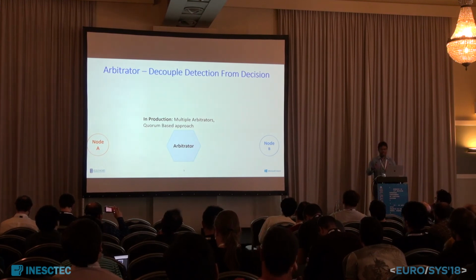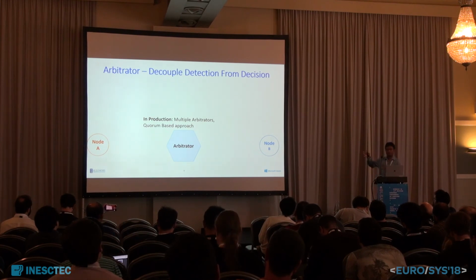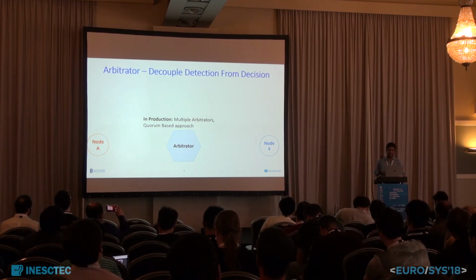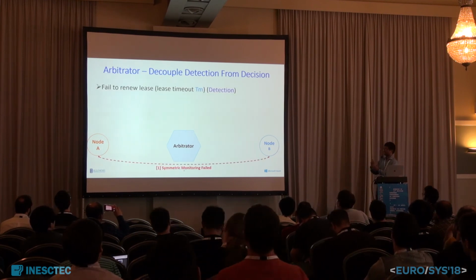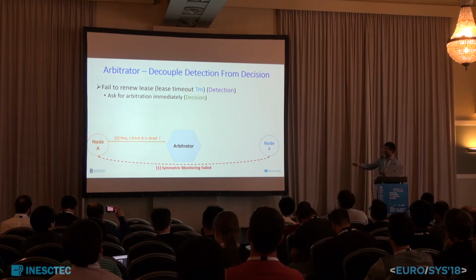But before that, I want to make it clear that for simplicity of this slide, I am presenting a very simple arbitration scheme consisting of a single arbitrator. But in real production, we have multiple arbitrators maintained in a quorum-based approach. For more details, I will ask you to take a look at our paper. So here, two nodes, A and B, fail to renew their lease in this symmetric monitoring. Then, once they detect this failure, immediately they will ask for an arbitration. In this example, say node A's request comes to the arbitrator first.